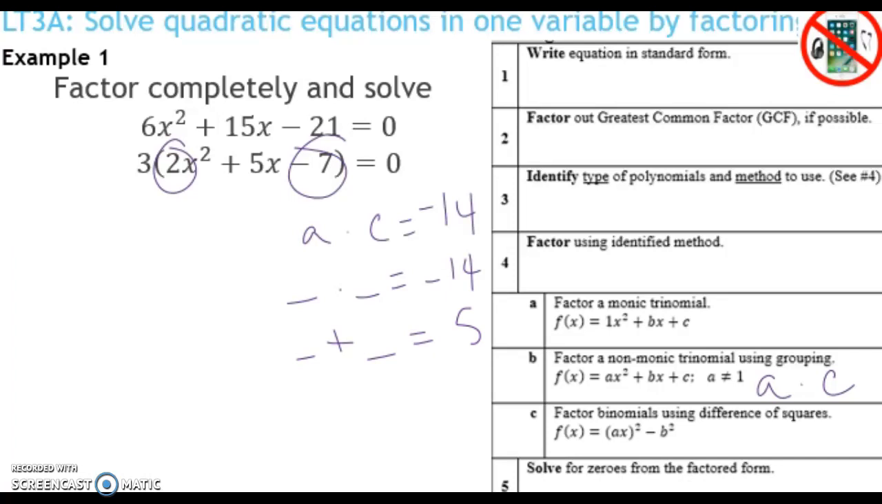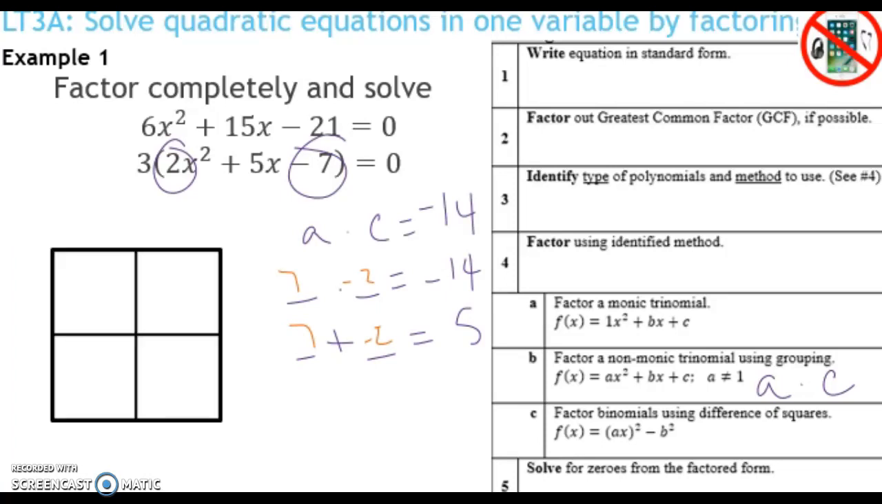So I'll give you a minute or so to think about what these two numbers are. Okay, the two numbers that we're looking for are 7 and 2. But in order to have a negative product, negative 14, the 2 has to be negative. Okay, to continue the process, we're going to use the expansion box.